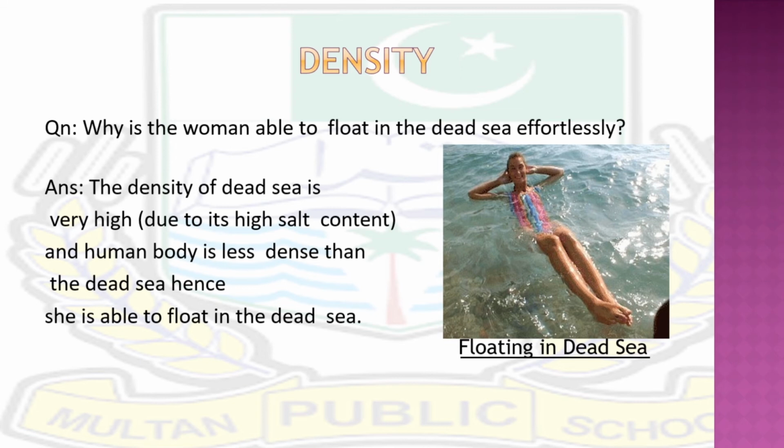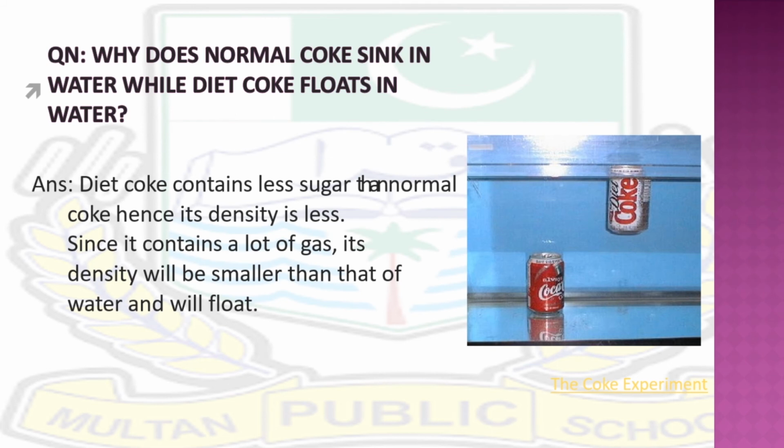Now the question is, why is the woman able to float in the Dead Sea effortlessly? The density of the Dead Sea is very high due to its high salt content, and the human body is less dense than the Dead Sea, hence she is able to float in the Dead Sea. Another question is, why does normal Coke sink in water while Diet Coke floats in water? Diet Coke contains less sugar than normal Coke. Hence, its density is less since it contains a lot of gas, and its density will be smaller than that of water, so it will float.